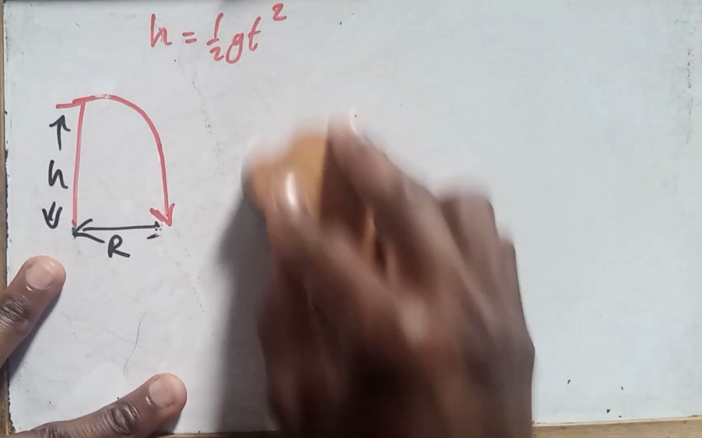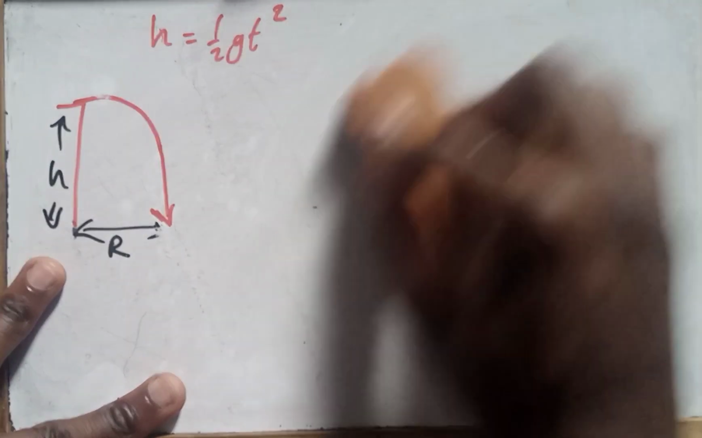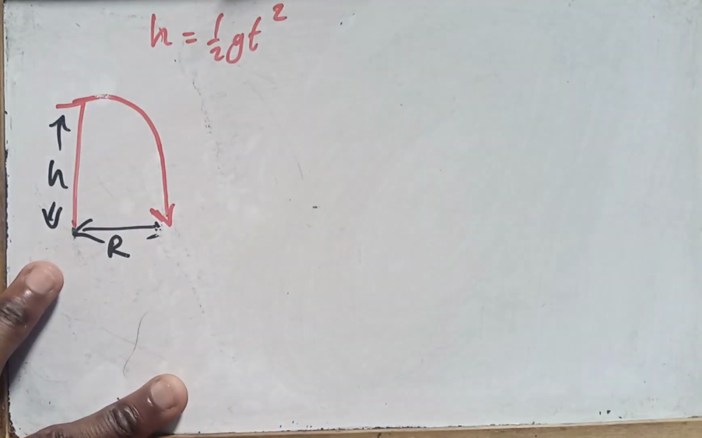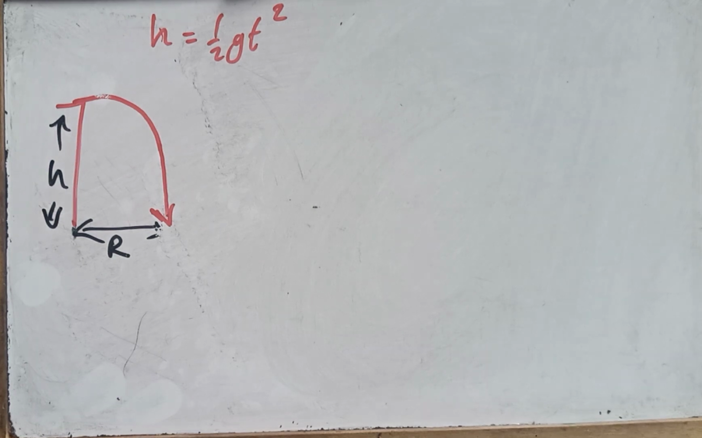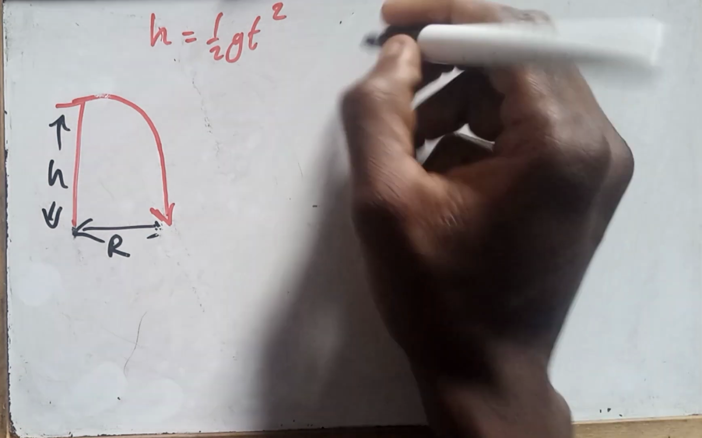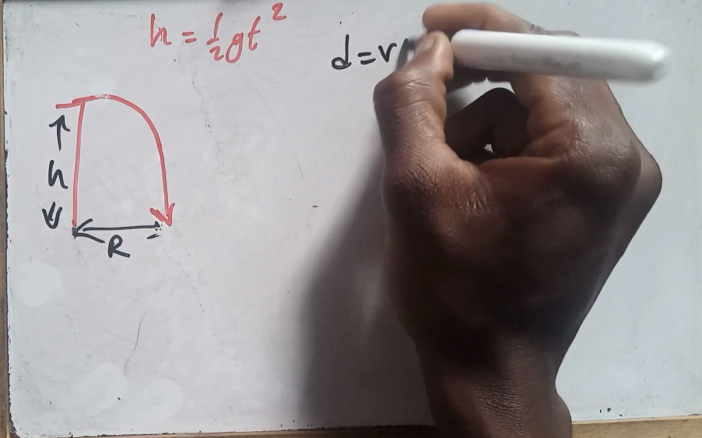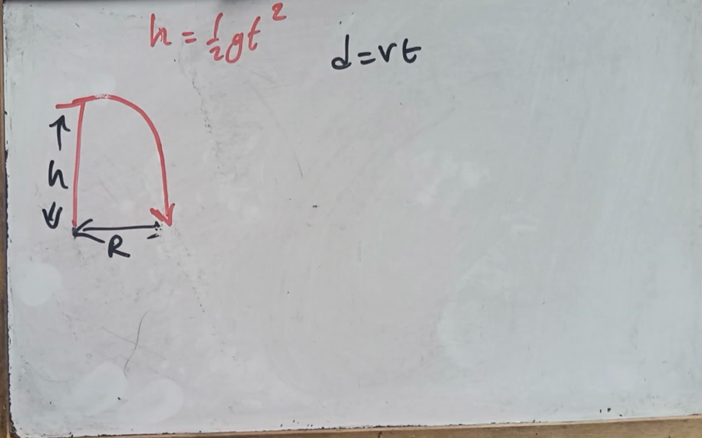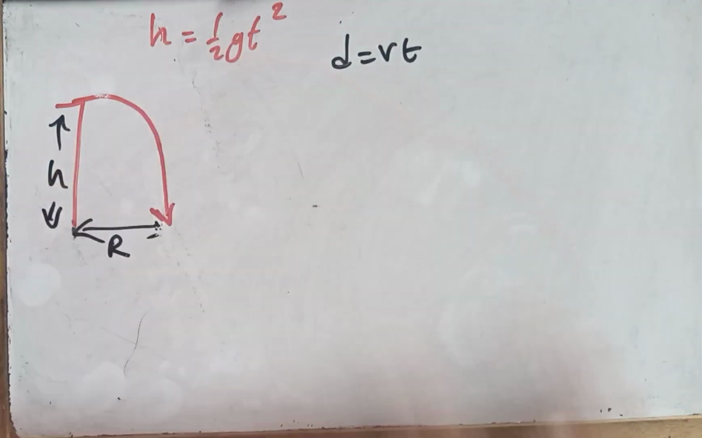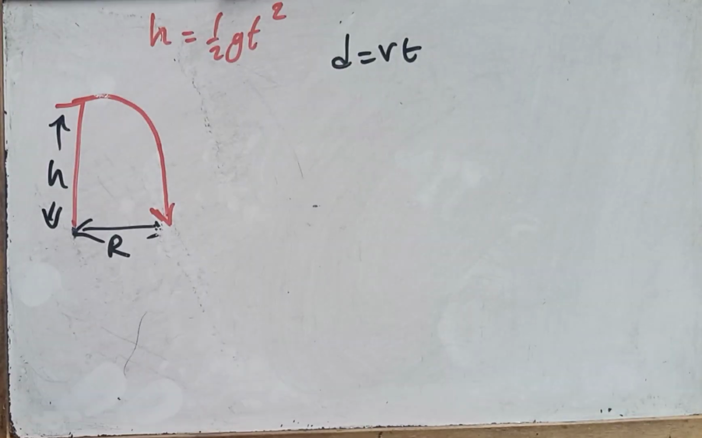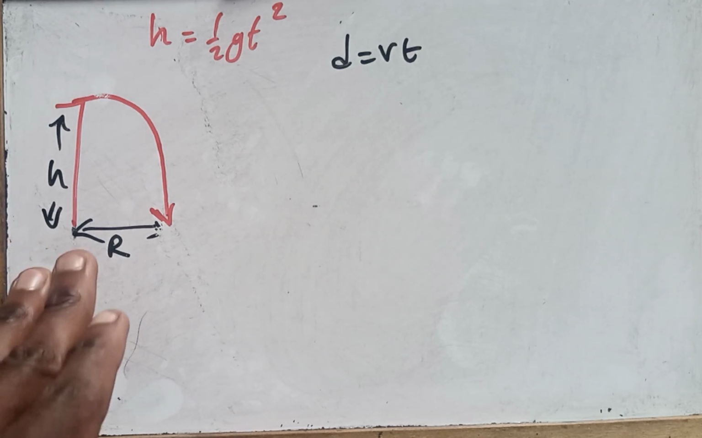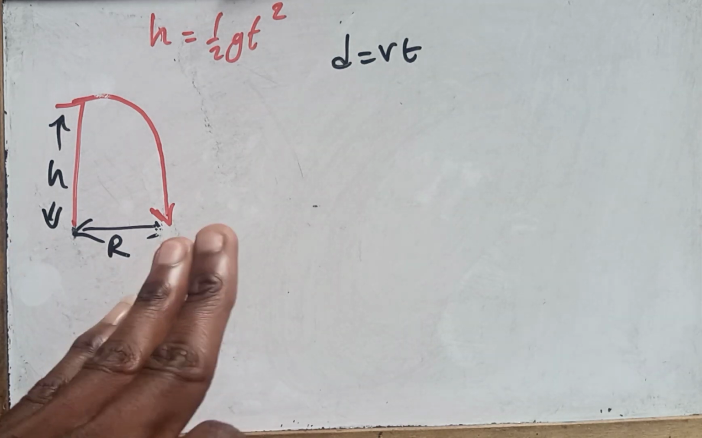So apart from the height and the time, you might also be asked to calculate the range in this type of projection. When calculating the range, we use the formula d = vt, and we write this equation in the x-axis. We wrote the first equation in the y-axis, but this one we write in the x-axis because we want to find the range.